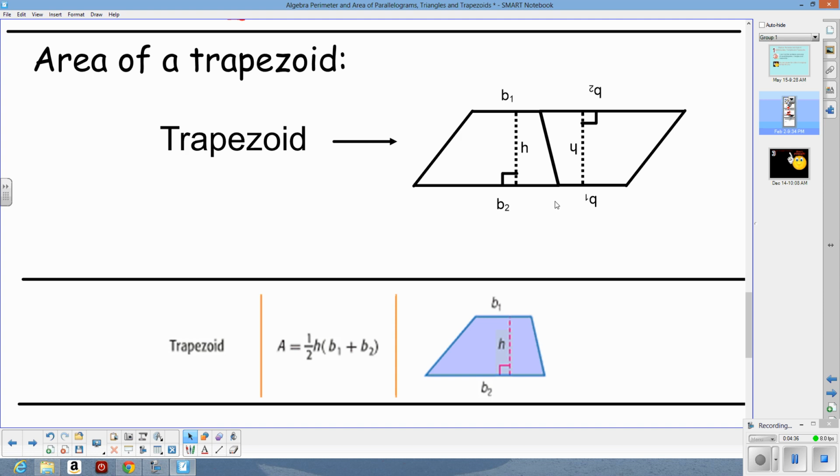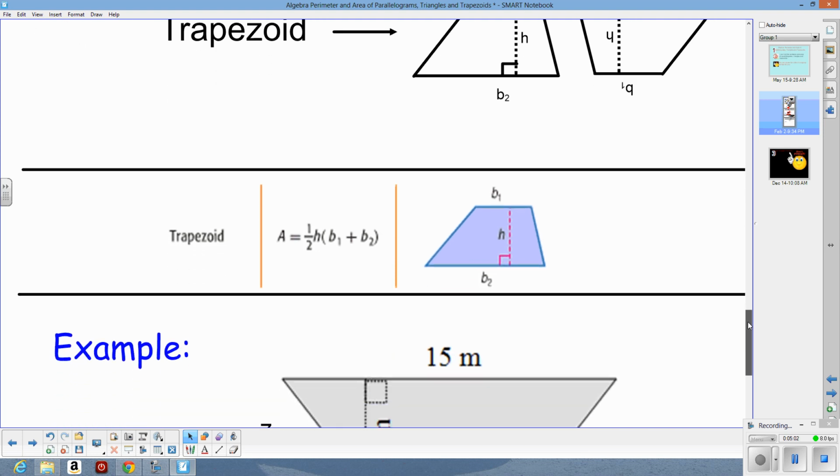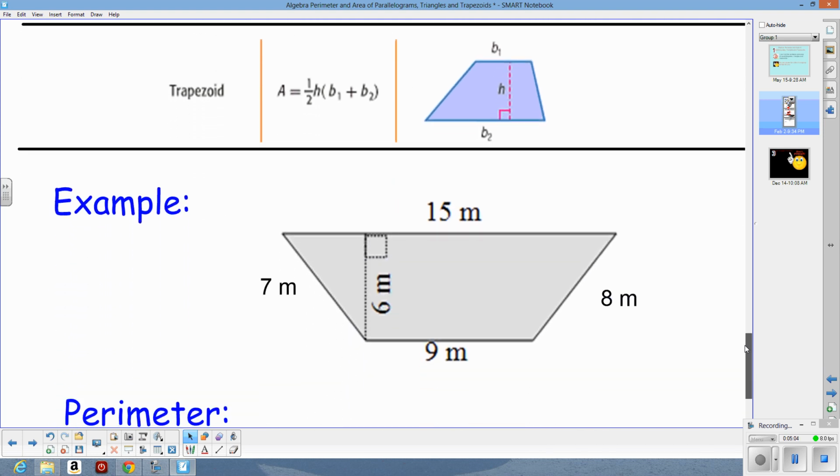So if we take B1 plus B2, or the two bases of the trapezoid, and add them together, and then multiply it by the height, that would give us the area of this parallelogram. But then remember, we only want half of that. So that is where the formula for area of a trapezoid comes from. It's 1/2 times the height times the sum of the bases. B1 and B2 stand for the two bases, the two parallel sides.